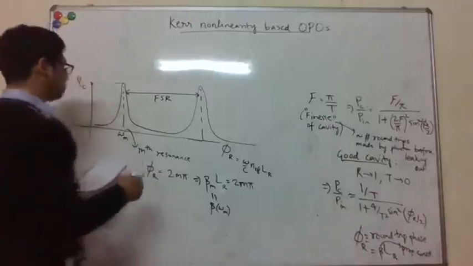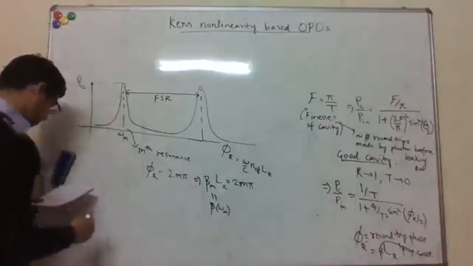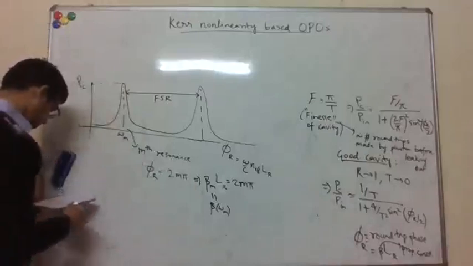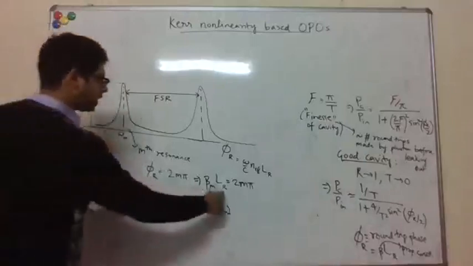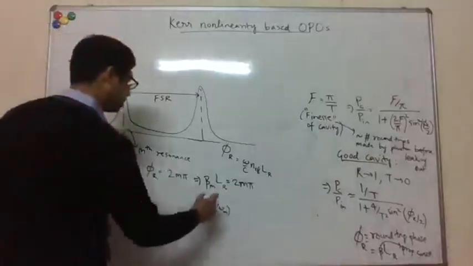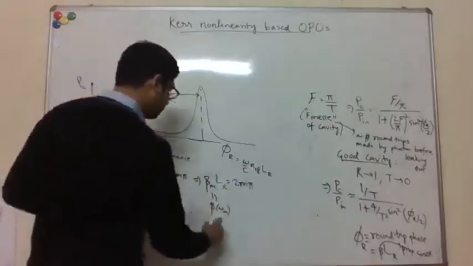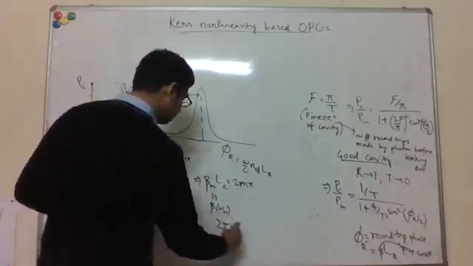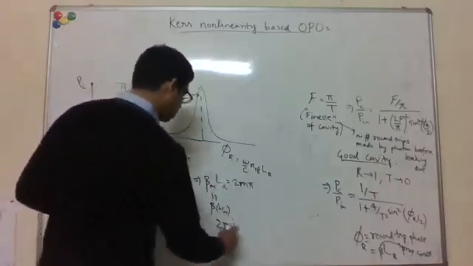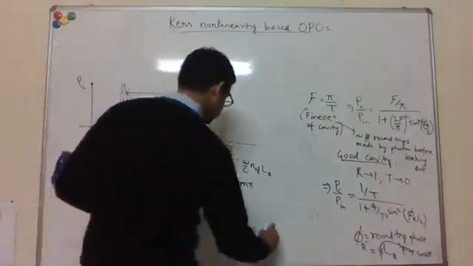So from this condition, the mth resonance frequency, I can write beta at omega m as omega m, which is, let's say, 2 pi nu m, divided by c, times n effective times LR. This is 2m pi.